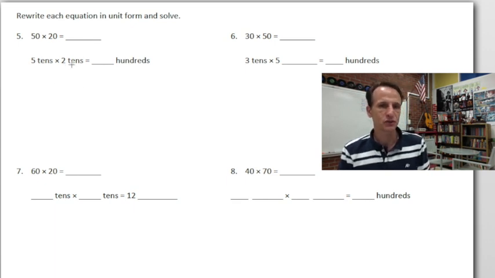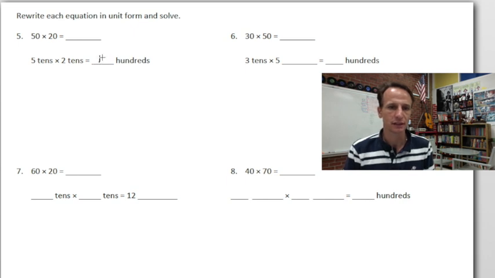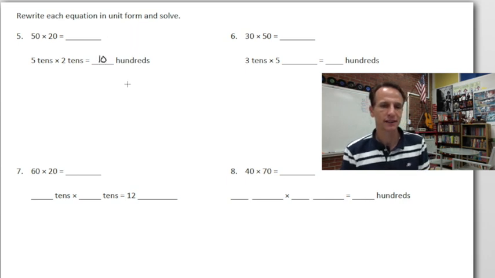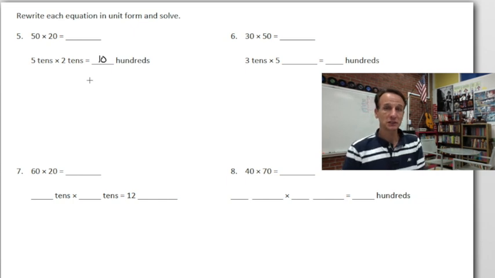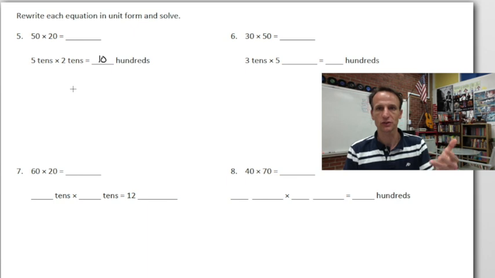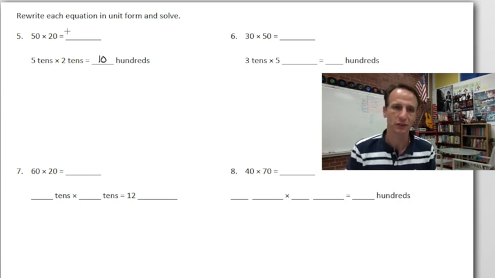5 tens times 2 tens. Well, we know that tens times tens is hundreds, right? So 5 times 2 is what we're doing. So that is 10. And we're talking about hundreds. It's that simple. Really, 10 hundreds. Now, what's that as? Well, 10 hundreds, 100, 200, 300. Okay, that's 1,000. You got it.